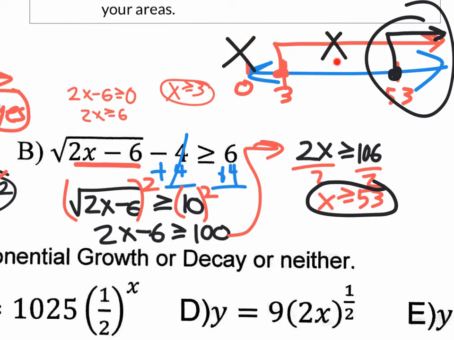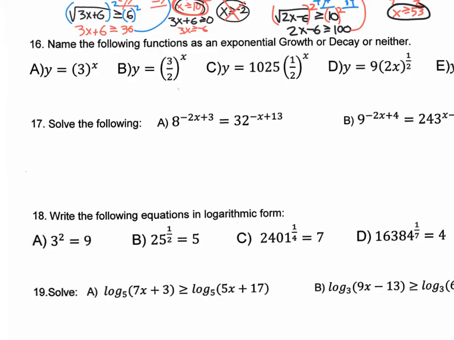You could plug in a value between 3 and 53, maybe like 10. I don't know, if you plugged in 10, right? 10, that's 20. 20 minus 6 is 14. The square root of 14 with the calculator is going to be about 3 point something. Take away 4. There's no way that's going to be greater than 6. So that doesn't work either. So you could either do it by representing your areas and the inequality, or you could do it by plugging back in.